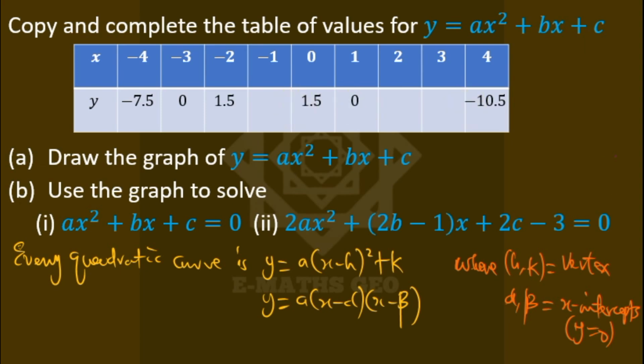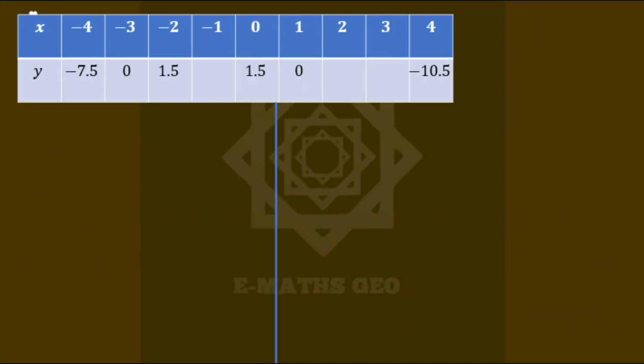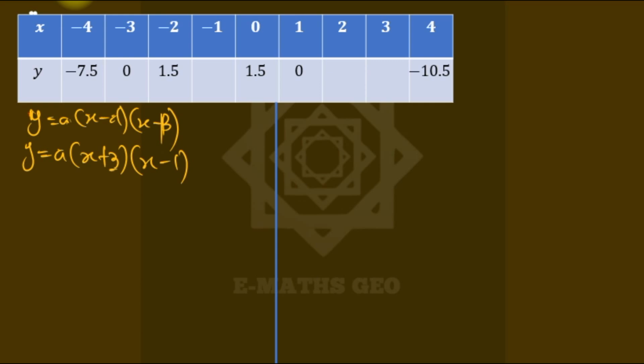But for this question we're going to use this because we are seeing the x-intercepts. I'm using y equals a times (x minus alpha)(x minus beta). a is also a constant, we're going to get it. Since x-intercept is where y is 0, x minus minus 3 is x plus 3, and x minus 1. To finish up the function, we need to get the value of a. So choose any other point.